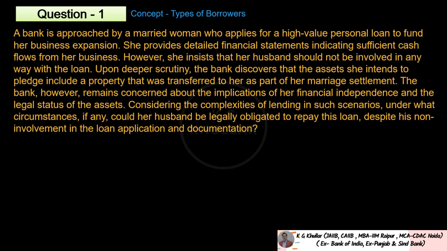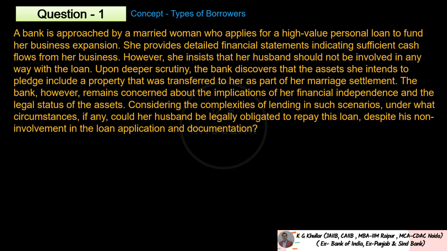Upon deeper scrutiny, the bank discovers that the assets she intends to pledge include a property that was transferred to her as part of her marriage settlement. The bank, however, remains concerned about the implications of her financial independence and the legal status of the assets. Now, considering the complexities of lending in such scenarios, under what circumstances, if any, could her husband be legally obliged to repay this loan, despite his non-involvement in the loan application and documentation?